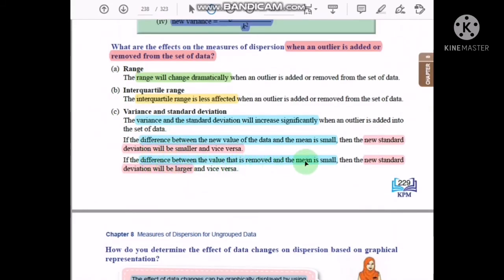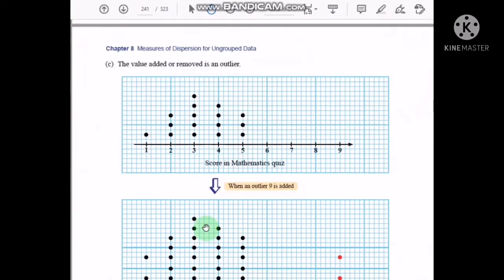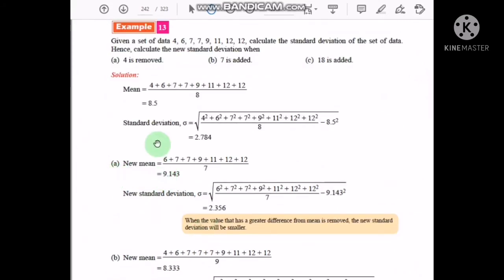Bila perbezaan kecil, standard deviation akan besar. Tapi bila perbezaan besar, standard deviation akan jadi kecil. Tengok A. Bila 4 is removed, perbezaan dia besar dengan mean yang asal, betul tak? So bila perbezaan dia besar, it means that new standard deviation akan kecil berbanding dengan original standard deviation. Nampak tak? Dia nak prove kat awak about the conclusion dekat atas tadi.